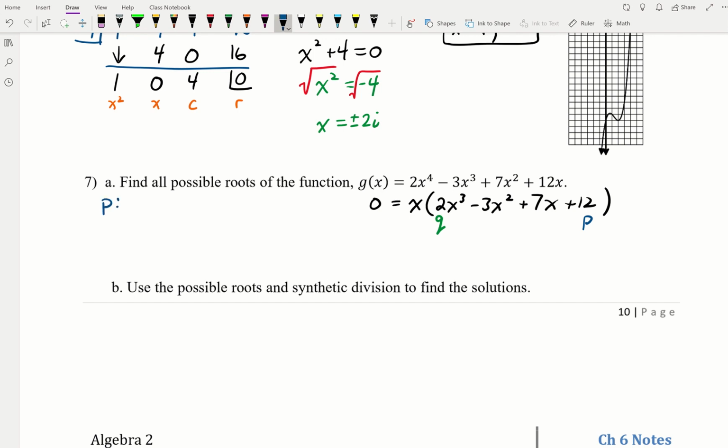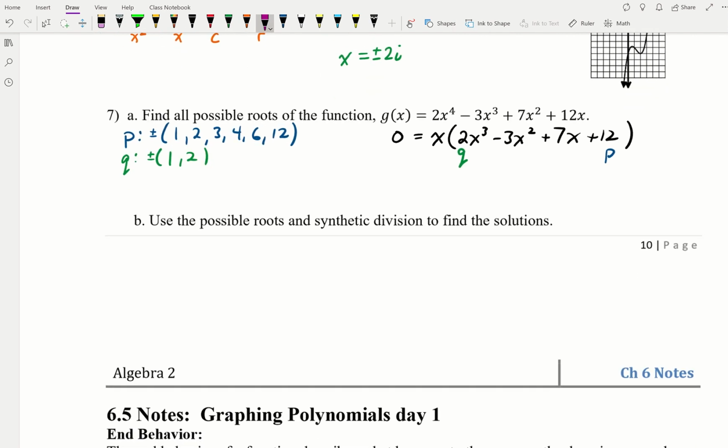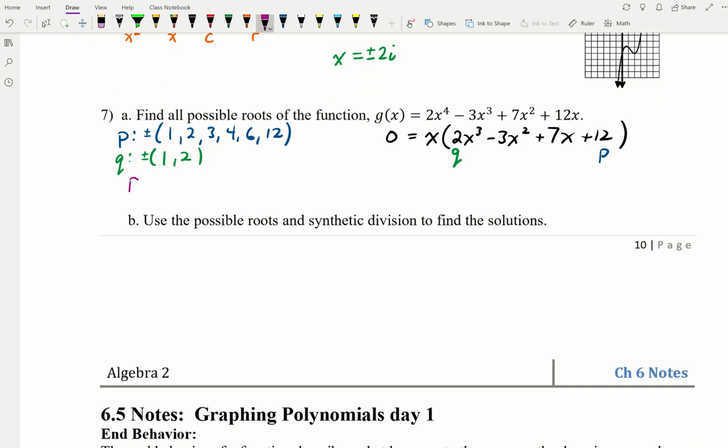So we would identify the factors of 12, which are going to be plus or minus 1, 2, 3, 4, 6, and 12. And then we take factors of q, which are plus or minus 1 and 2. All right. Now, for the possible rational roots, we're going to do p over q. And in this case, p over q becomes plus or minus. All right, so I'm going to start with 1, and I'm going to divide it by each of these. So 1 divided by 1 is 1. 1 divided by 2, 1/2. 2 divided by 1 is 2.